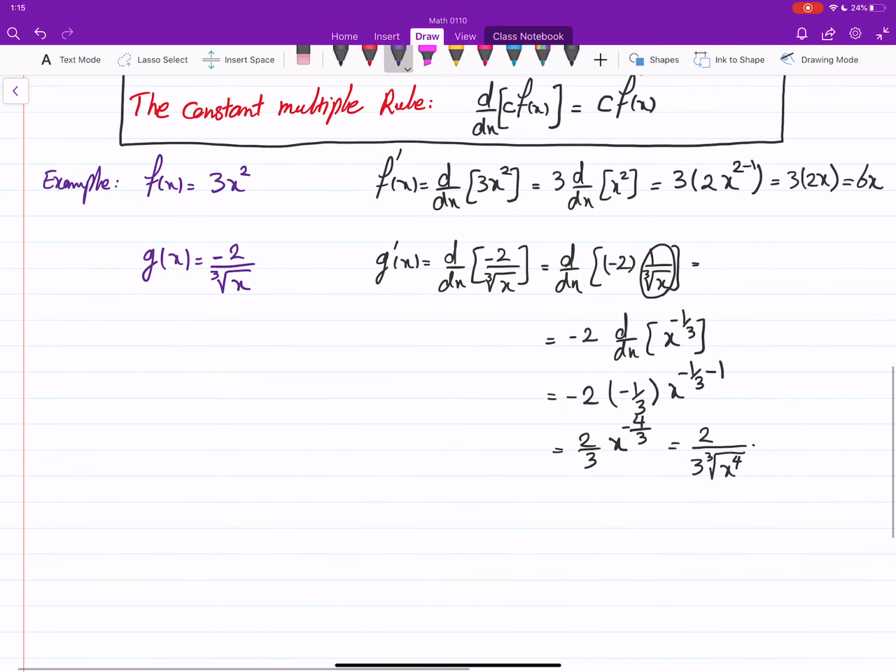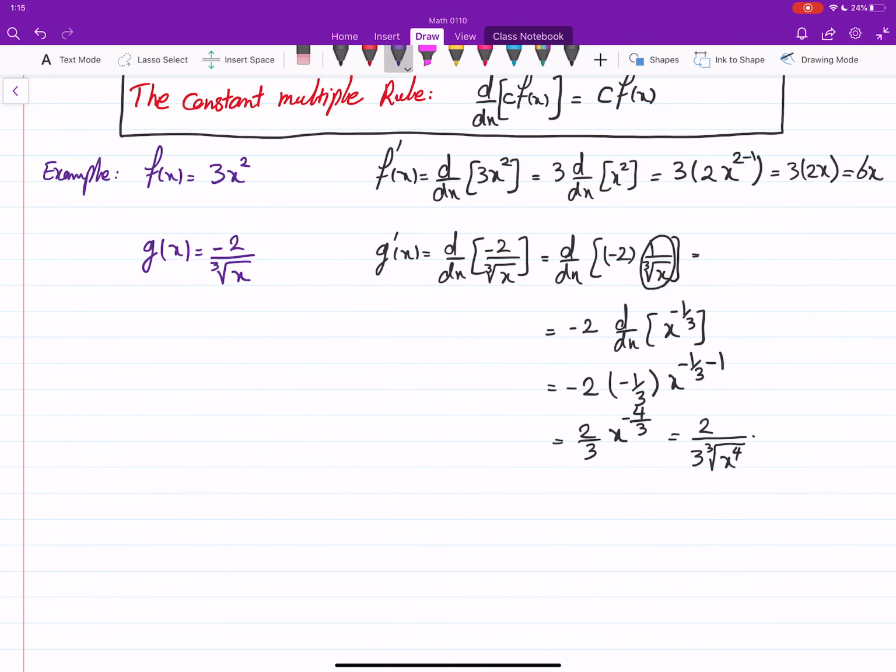Let us do one more. Something like h of t equals just t over, say, 3.